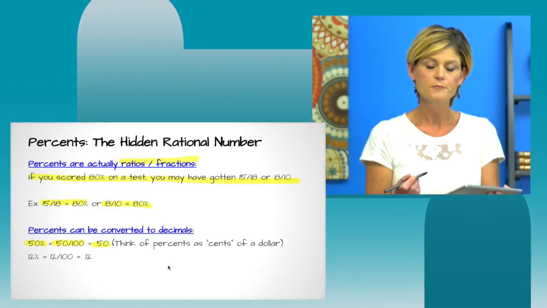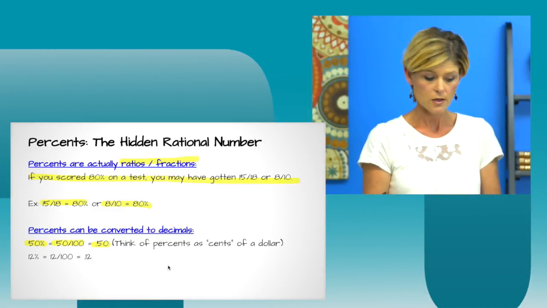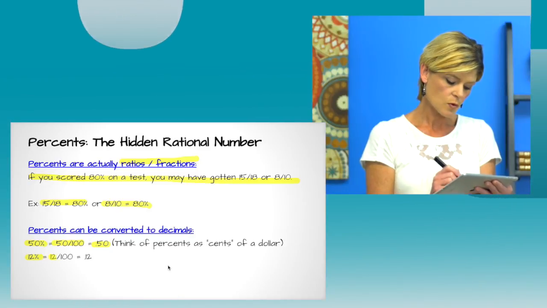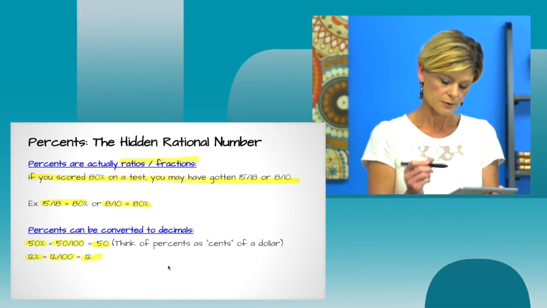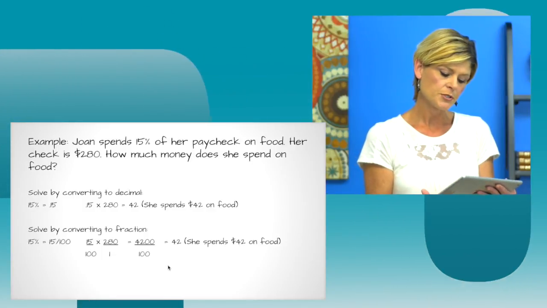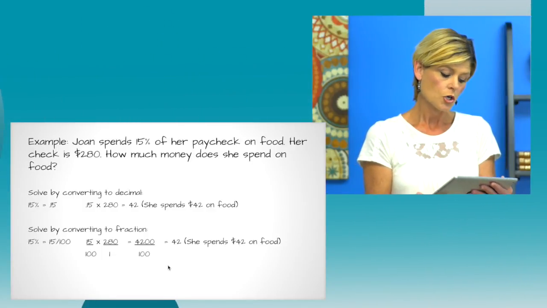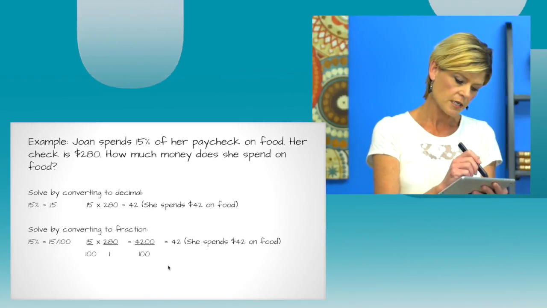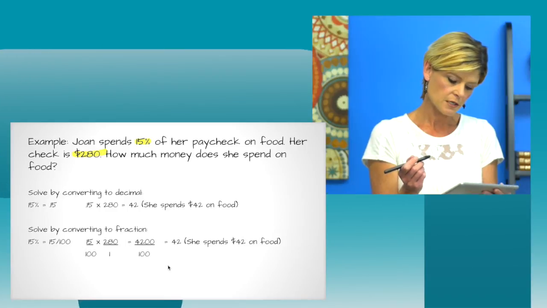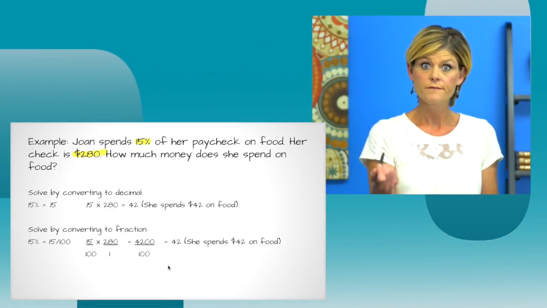I want you to always think of percents as cents on the dollar. 12% equals 12 over 100, or 0.12. Okay, here's an example. Joan spends 15% of her paycheck on food. Her check is $280. Let's highlight our numbers here. We got 15%, $280. How much money does she spend on food?